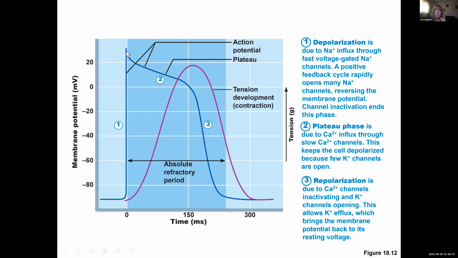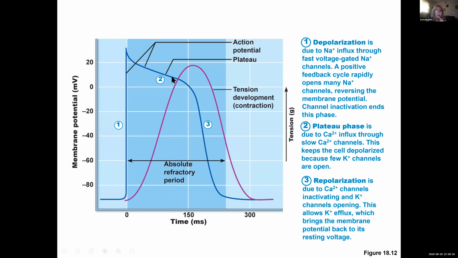This is depolarization. Now, what happens in the plateau phase, which is different from the neuron? Over here, we have a plateau because of calcium channels that are open and calcium moving inside. So sodium in, potassium will go out. Over here in phase 3, potassium will go out. Potassium is positively charged, so we're losing potassium and going back to negative.